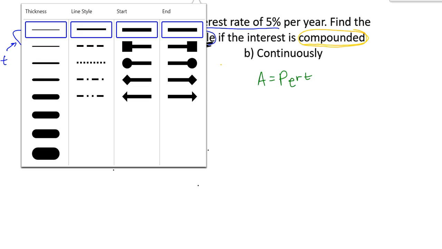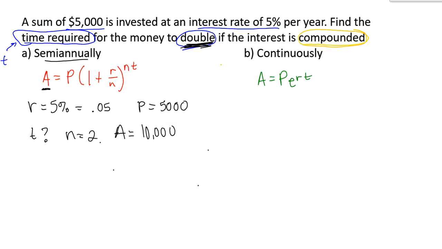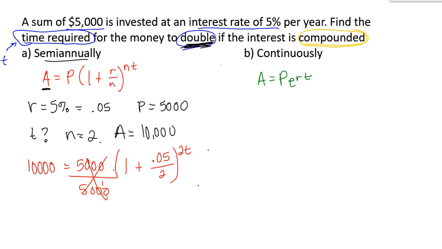Okay, plug in what we know. Got 10,000 equals 5,000 times 1 plus 0.05 over 2 to the 2t. Got to just solve from now. So I'm going to start by dividing that 5,000 out. He doesn't belong. So I've got 2 equals 1 plus 0.05 over 2 to the 2t.